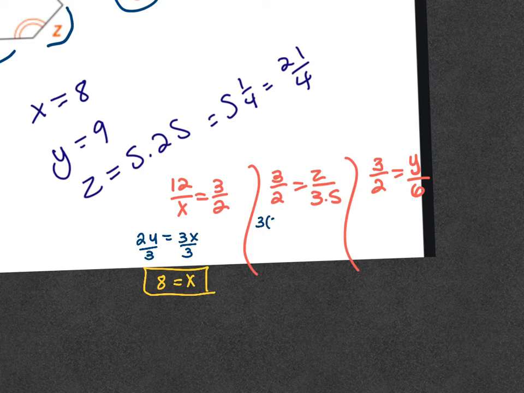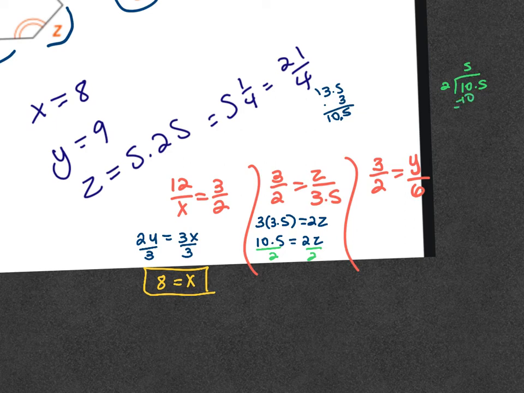Cross multiply here. 3 times 3.5 equals 2 times z. 3.5 times 3. There's one digit. So 10.5 equals 2z. And then divide by 2. And 10.5 divided by 2 is 5.25, or 5 1/4. Same thing.